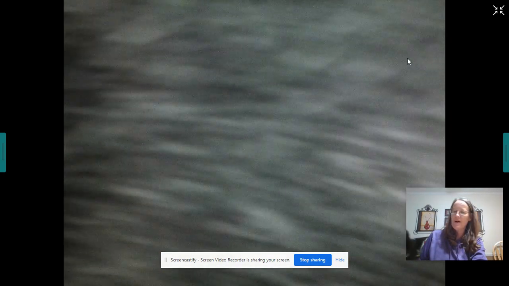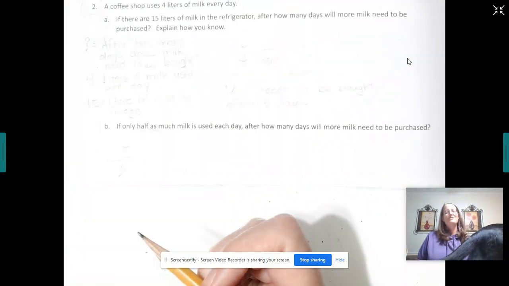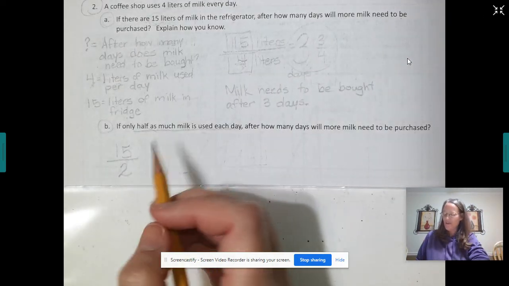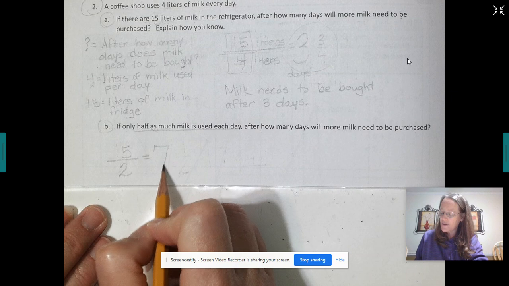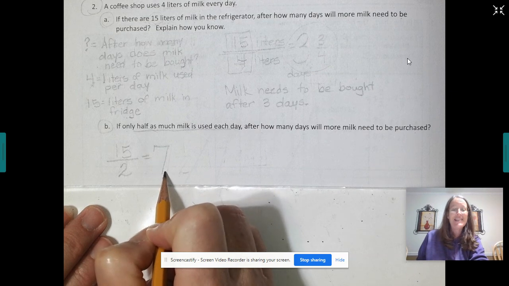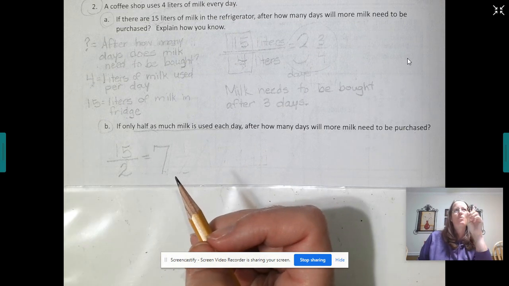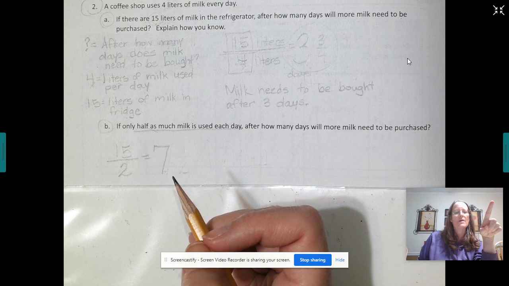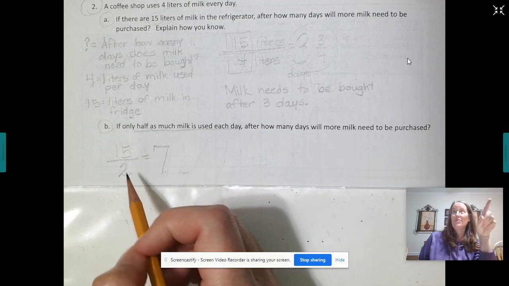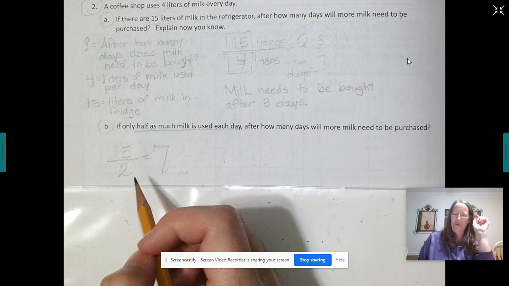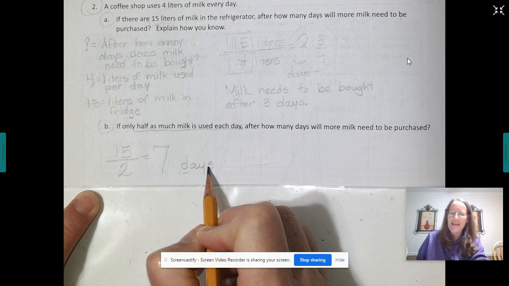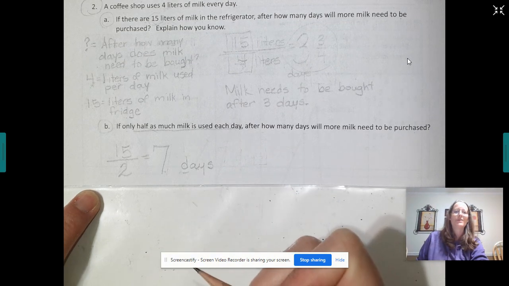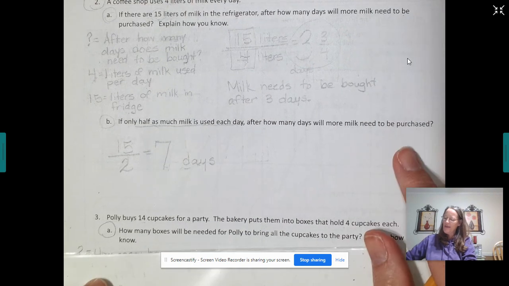So the numerator divided by the denominator. 2 goes into 15, 7 whole times. That's 7 days, right? And then I have 1 more liter of milk. But is that going to last for a whole another day? No. So 7 days. After 7 days, I need to buy more milk. Awesome. Let's look quickly at the last one.